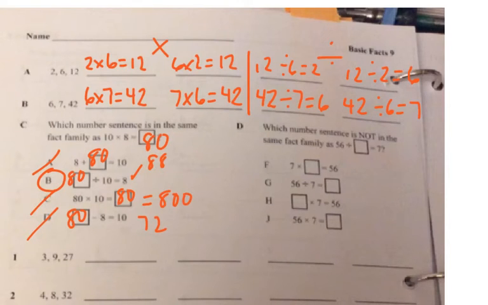Letter D. Which number sentence is not in the same fact family as 56 divided by something equals 7? So first of all, figure out what needs to go inside. So I know my fact family. So 7 times 8 equals 56. So 8 goes inside the box. Same thing. Put the value inside each box, and let's check to see which one is not correct.